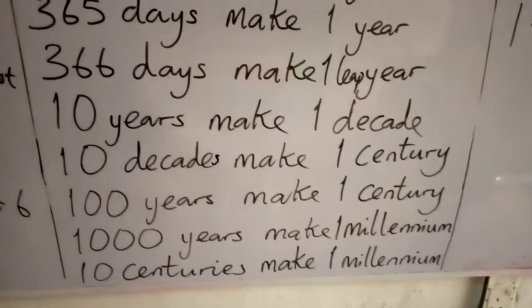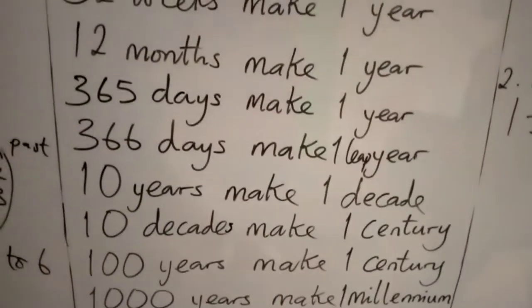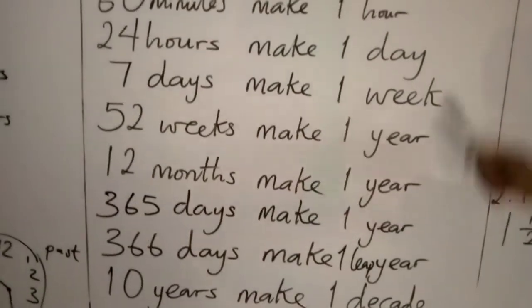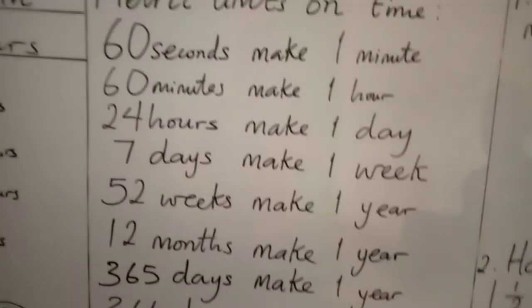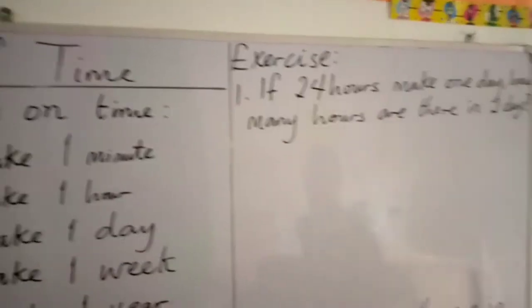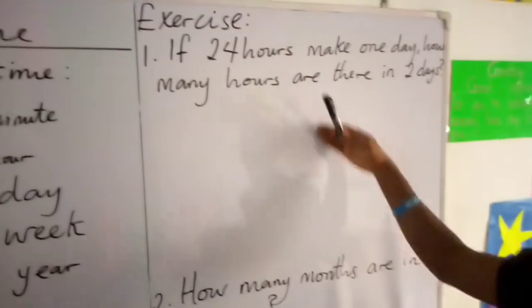With this, I believe you can go through your metric units of time, and remember to go through this always so you get used to it. Now with this, we'll be looking at exercises on time. How do we change from one metric unit to the other? This will help you to solve them.